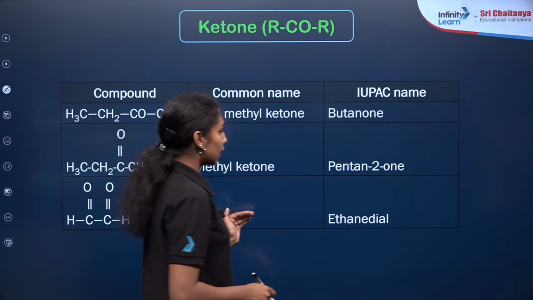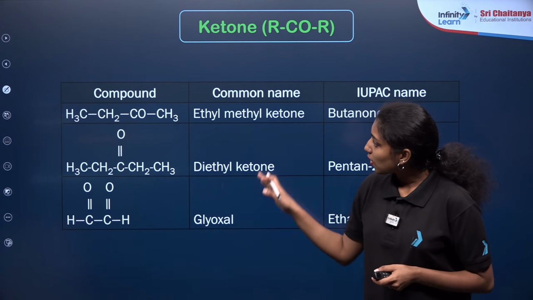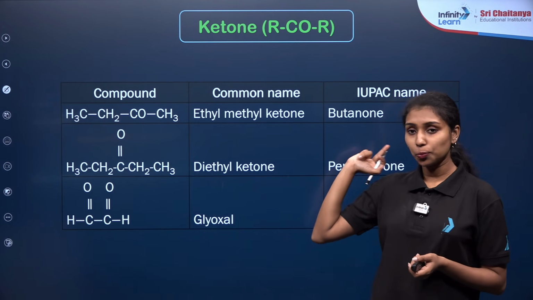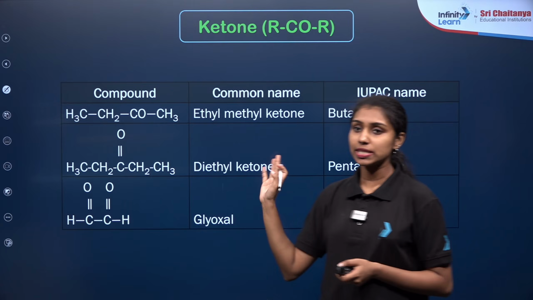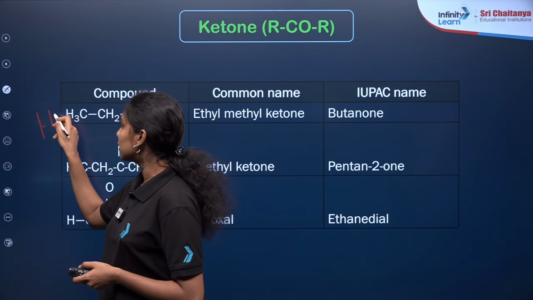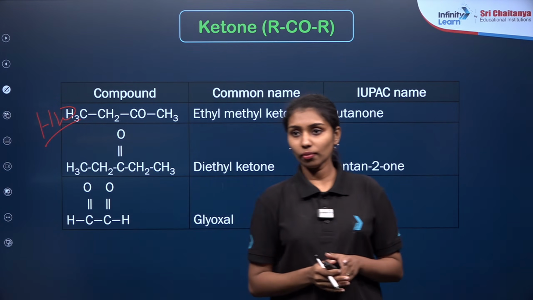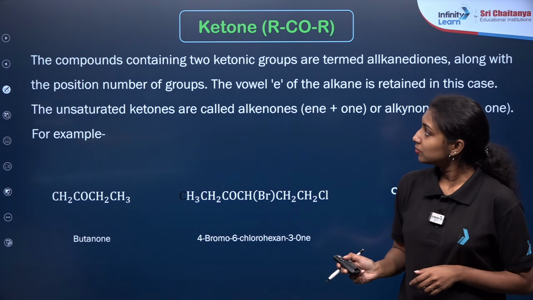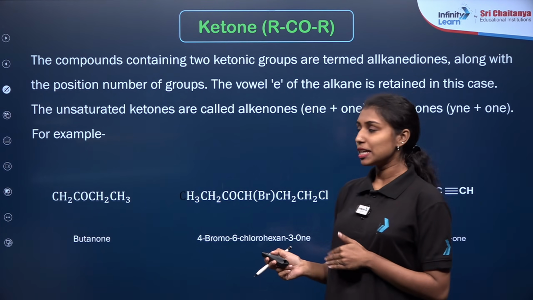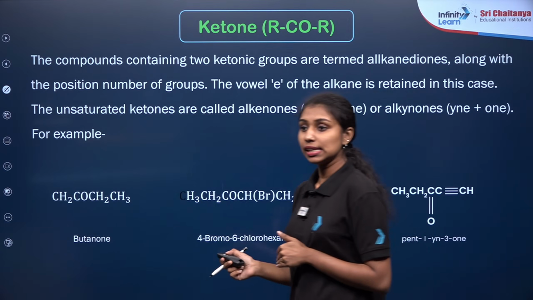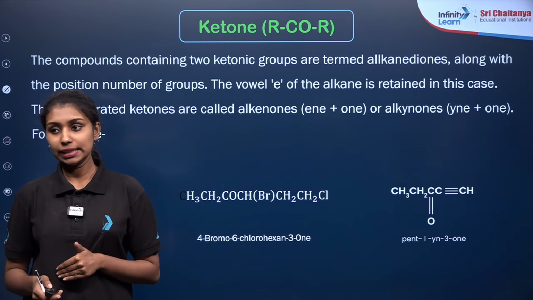Again, examples are given here. The first column is the common name and the second column is the IUPAC name. While completing the session, just try to write down the structure as well as the IUPAC name of this compound. Just take it as homework. Again, some other examples are given here. Because of the time limit, I am not explaining completely. We have already discussed the naming of ketone compounds.